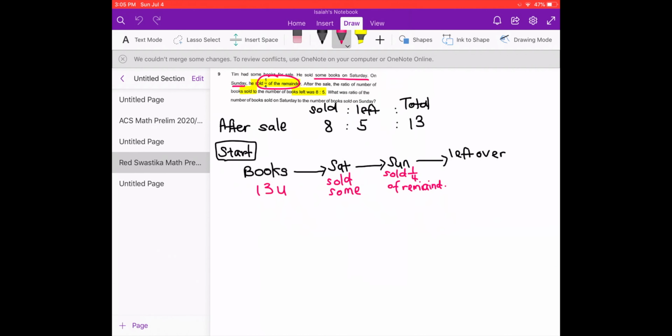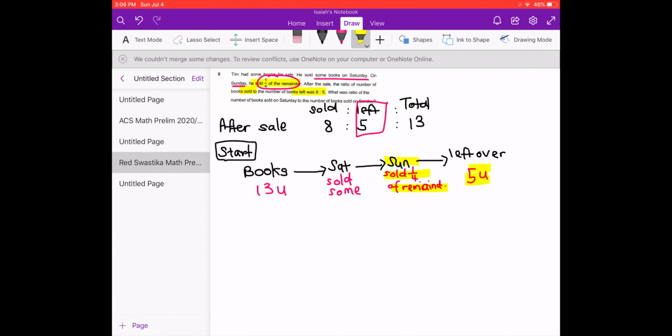And how many books were left over from the beginning? From the information we have written down, it will be 5 units. So this is what's left. Started with 13 units, left will be 5. Let us go again to the information. On Sunday, he sold 1/4 of the remainder. So what was the remainder? The remainder is actually from the pile, 5u.